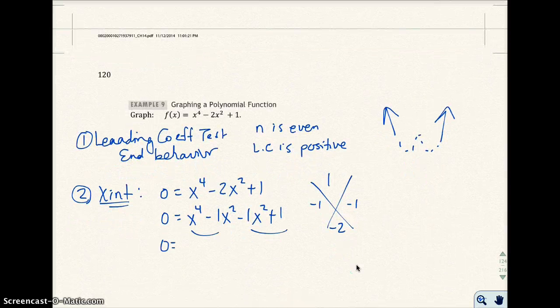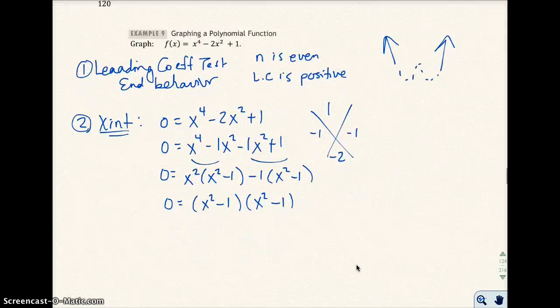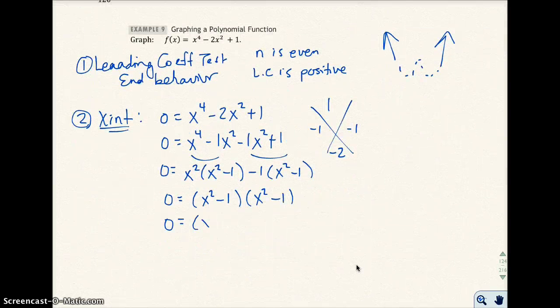Now I group: I get x squared minus 1, minus 1 times x squared minus 1. That gives me x squared minus 1 times x squared minus 1, which gives me x plus 1, x minus 1, x plus 1, x minus 1.